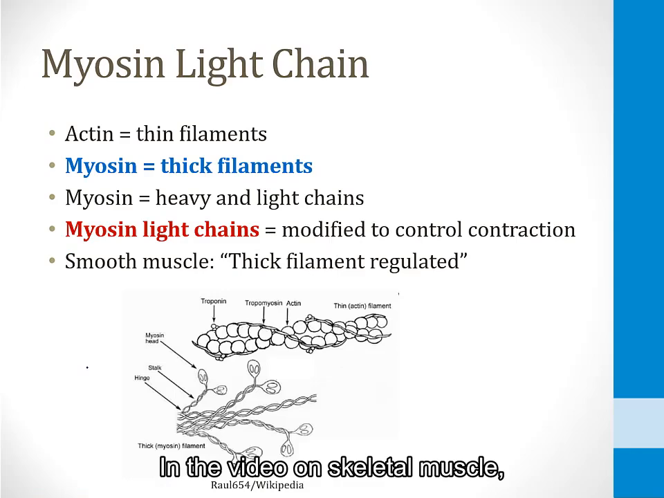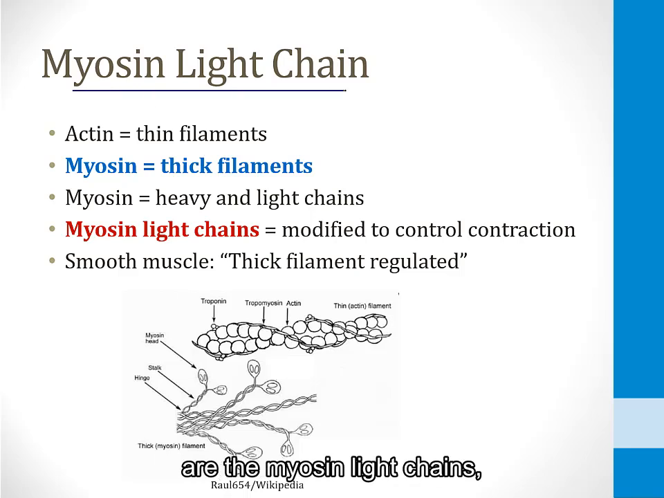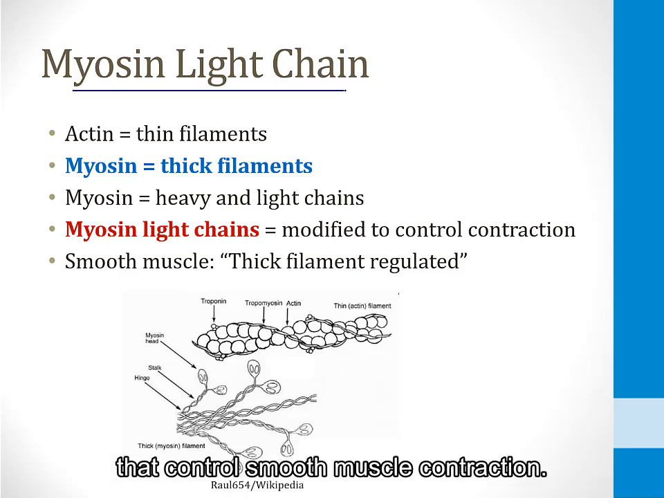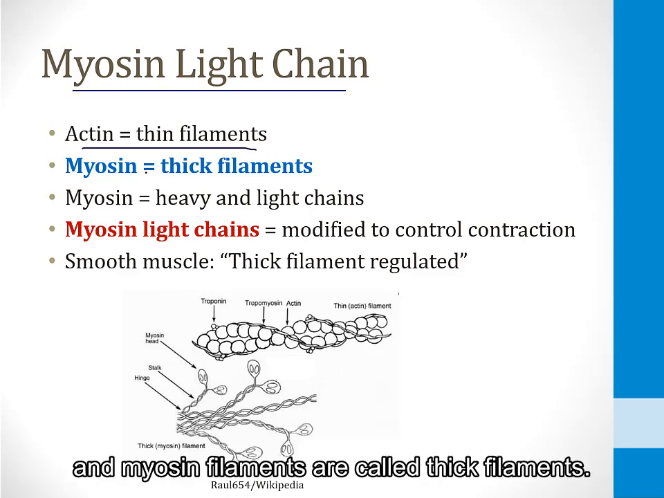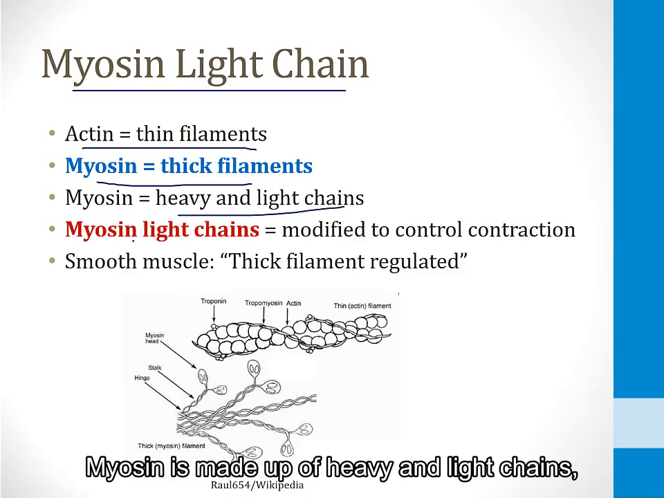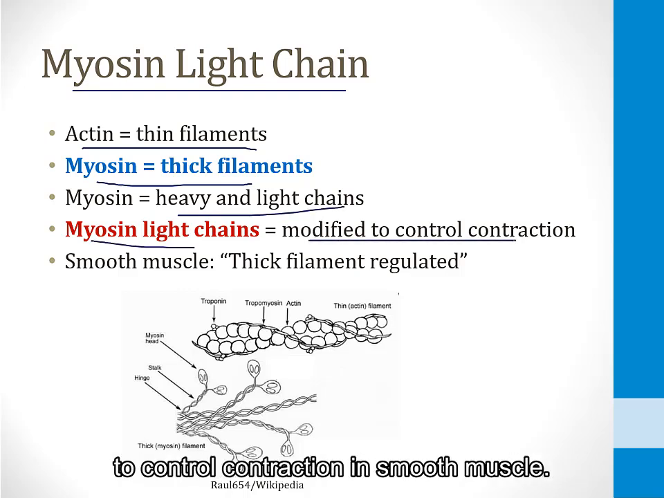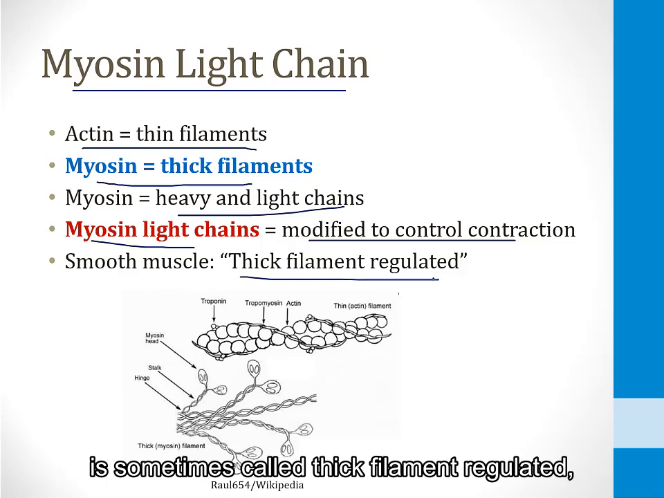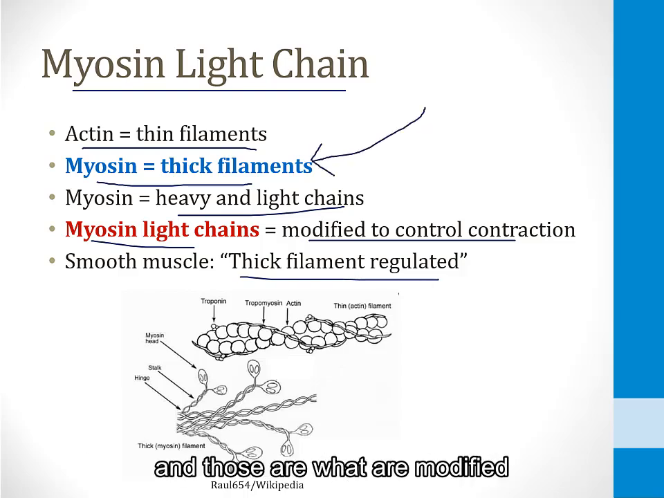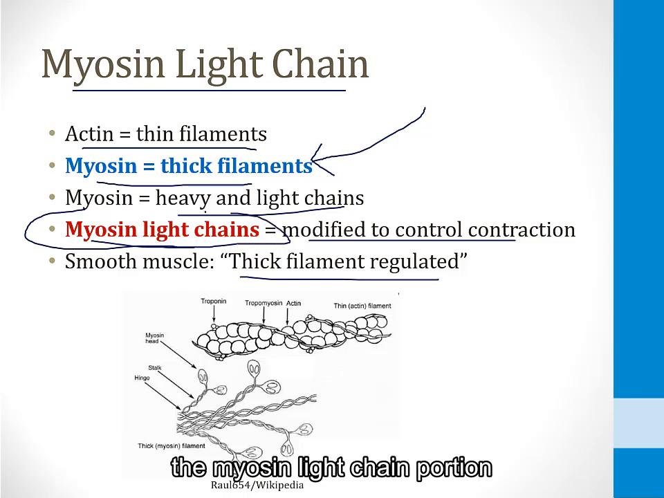In the video on skeletal muscle, I talk about actin and myosin in detail. Here what I'm going to focus on are the myosin light chains, because these are important regulatory elements that control smooth muscle contraction. In the video on skeletal muscle, I talked about how actin filaments are called thin filaments and myosin filaments are called thick filaments. Well, myosin is made up of heavy and light chains, and the light chains are what are modified to control contraction in smooth muscle. For this reason, smooth muscle is sometimes called thick filament regulated, because myosin filaments are thick filaments, and those are what are modified, the myosin light chain portion of myosin filaments, in order to control contraction.